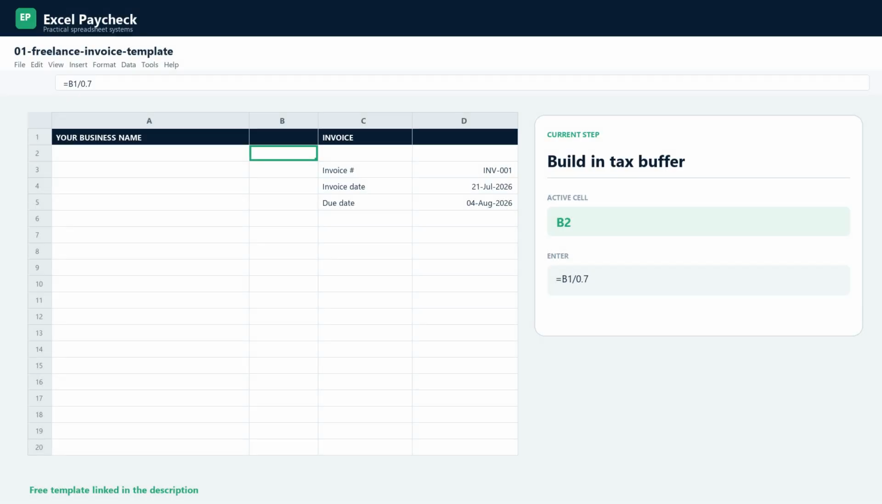In A2, type gross needed. In B2, use a simple uplift such as goal divided by 0.7 if you want a 30% tax and buffer cushion. Adjust the divisor for your region and situation. Freelancers often forget taxes until filing season. This line prevents that surprise.